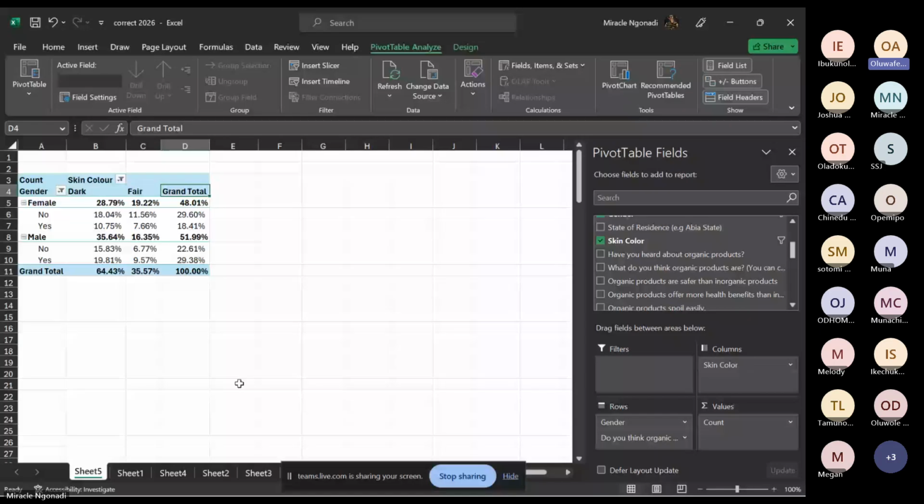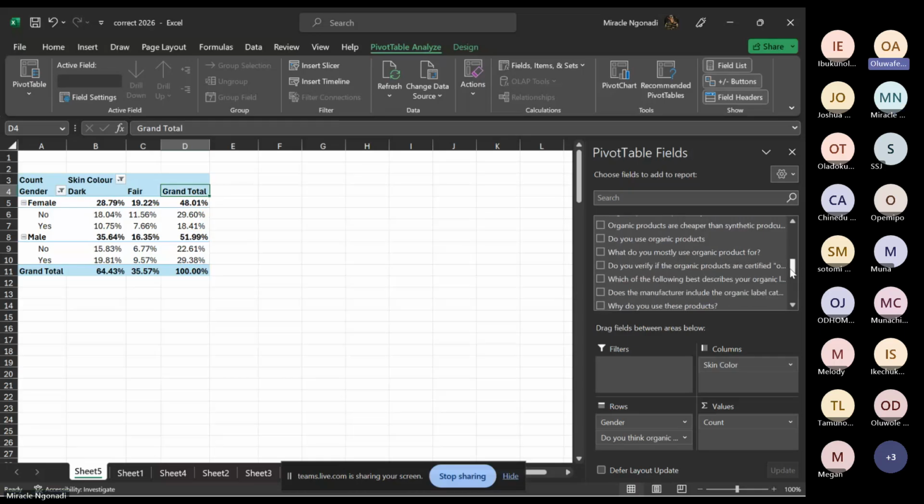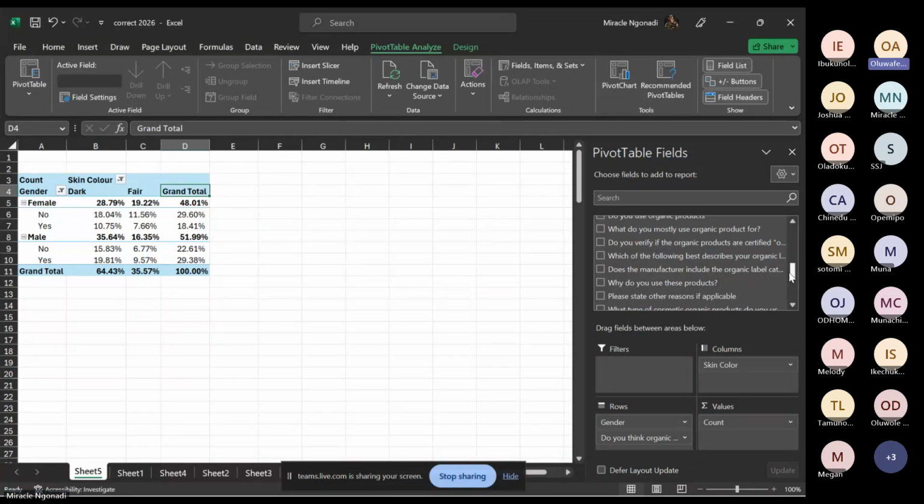How about organic products, what is the effect of organic products on people's skin? I see there was a point where we were asking if they have ever encountered any irritations from using organic products. Just scroll down. Now, let's see what people think about organic products spoiling easily. So what you do is click on this pivot table, the one you've created already, and press Ctrl A.